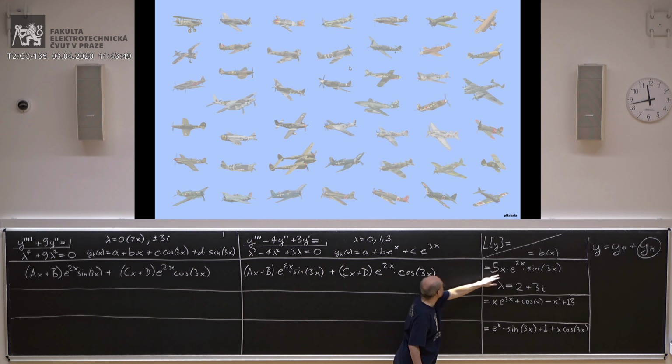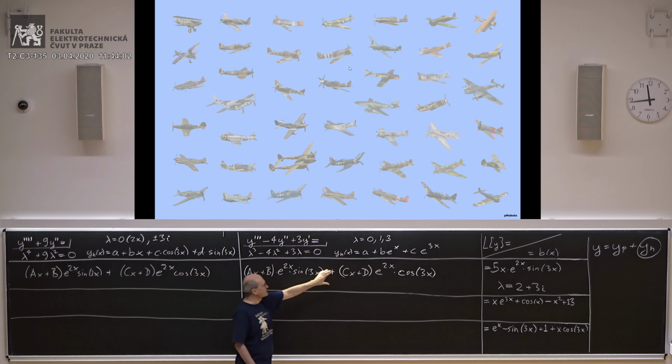Here is 2 plus 3i. Does it have a match anywhere here? And the answer is no. I can see 3, I can see 3i, that's a totally different thing, 2 plus 3i. So there is no match of lambdas, and therefore no correction.